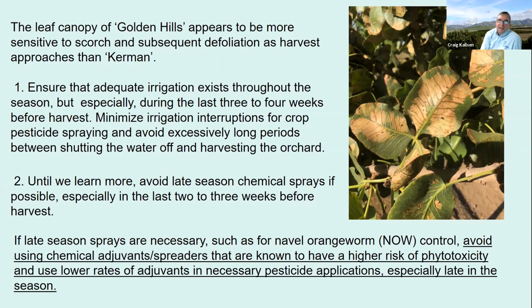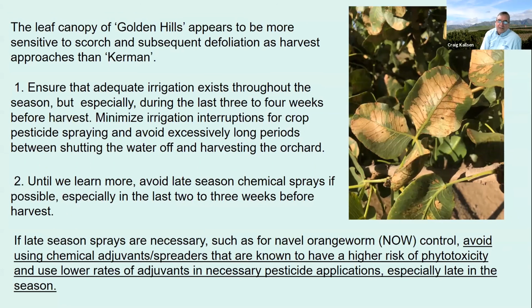We want to minimize irrigation interruptions for crop pesticide spraying. This is the biggest thing I noticed, where again, the sprayers don't show up when they're supposed to, and the grove dries out excessively. And again, that has to do with how well your irrigation system is maintained and soil type, stuff like that.